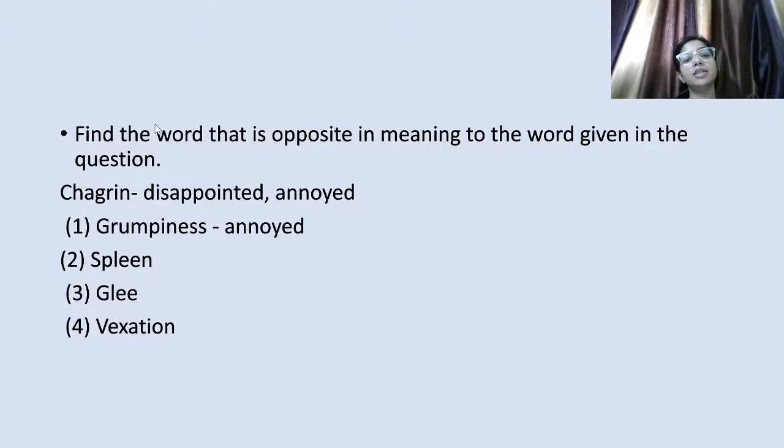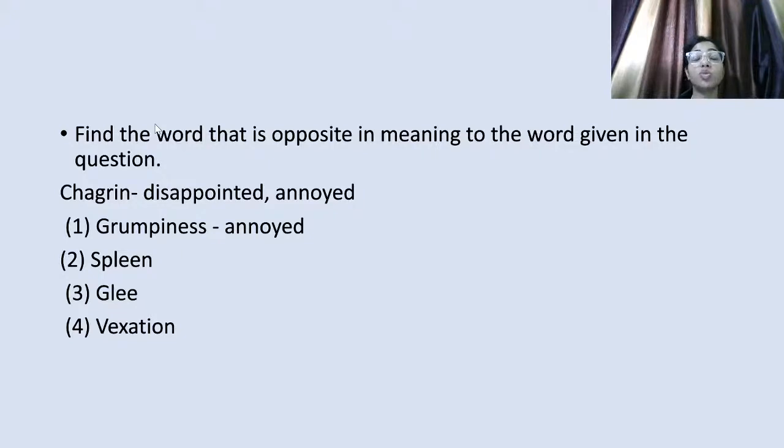Done? So the first option is grumpiness. It means annoyed. We often say, "Why are you so grumpy?" Means why are you so annoyed? Why are you so disappointed? That is the meaning of grumpiness. Now we talk of the next word, spleen.